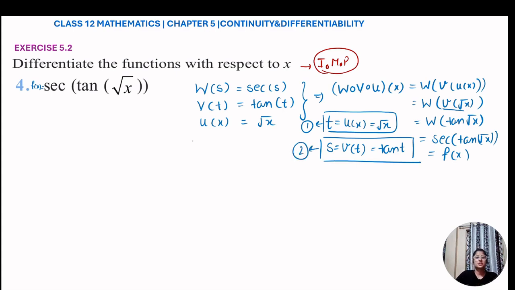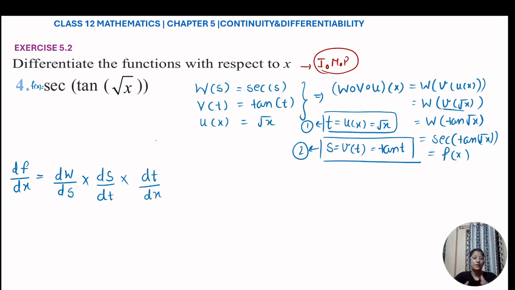Now let's find its differentiation. I have told you how we have to apply our chain rule. We have to differentiate our function with respect to x, so by using the chain rule we differentiate the outer function first, dw, with respect to s. Then differentiate s with respect to t, as s is in terms of t. Then t is u of x, so it should be differentiated with respect to x only.